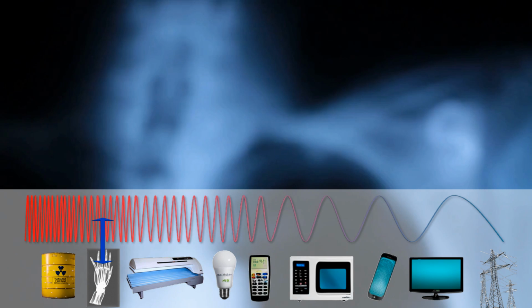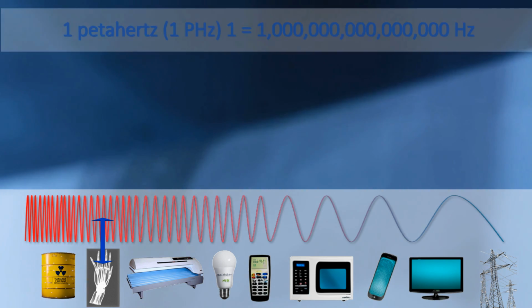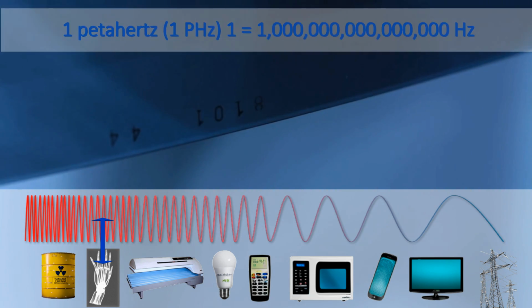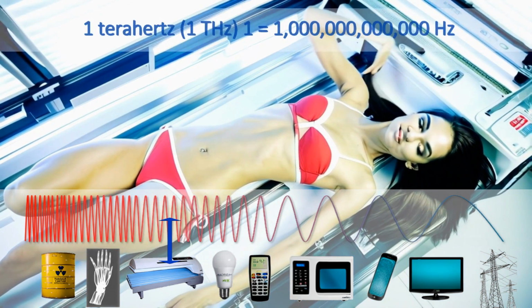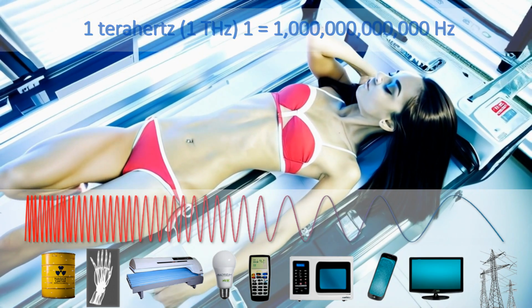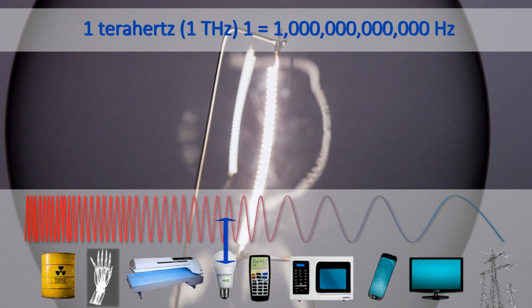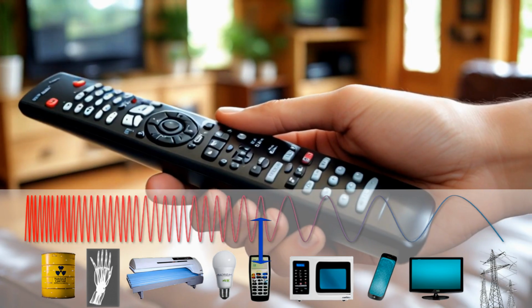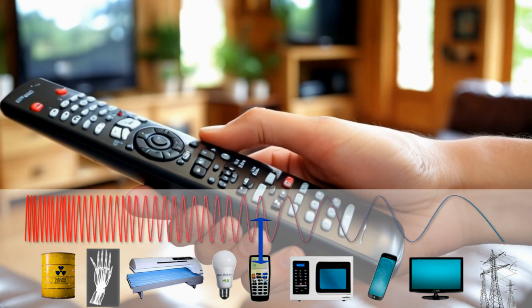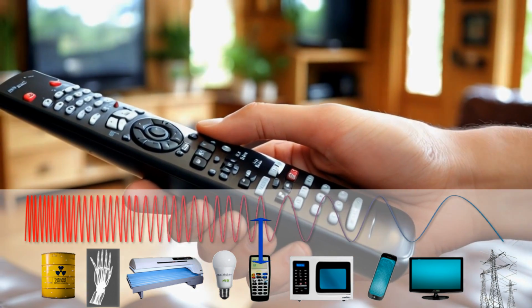X-rays use radiation in the X-ray range, typically between 10 petahertz and 10 exahertz. 1 petahertz is a 1 with 15 zeros. UV tanning beds use radiation in the ultraviolet range, with frequencies of 750 terahertz and above. Lamps fall under visible light with frequencies around 500 terahertz and produce light in the colors we see in a rainbow. TV infrared remotes work in the infrared range, between 300 gigahertz and 400 terahertz, and emit invisible waves that are received by the TV sensor.